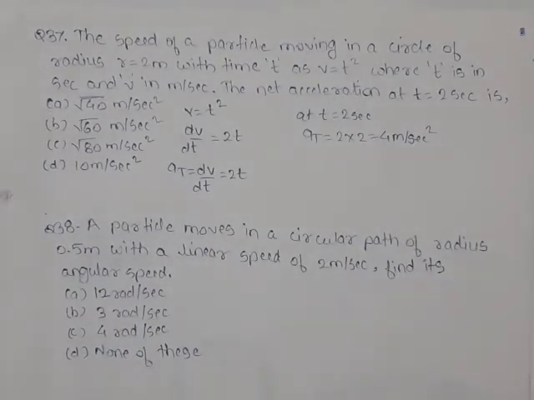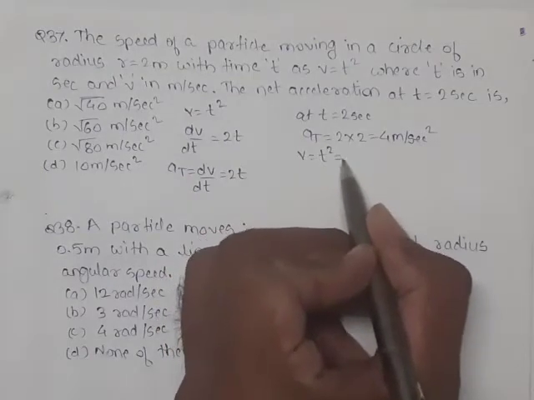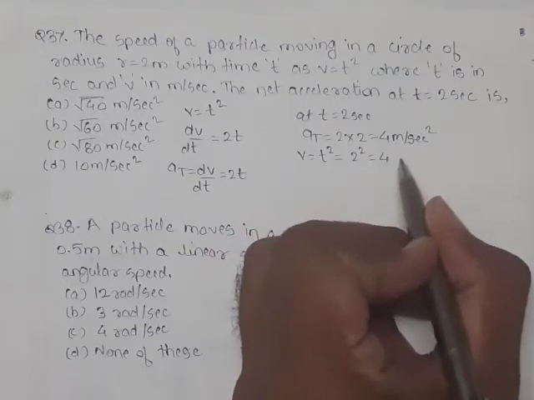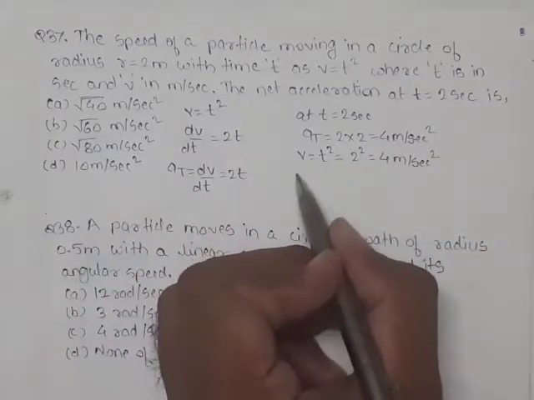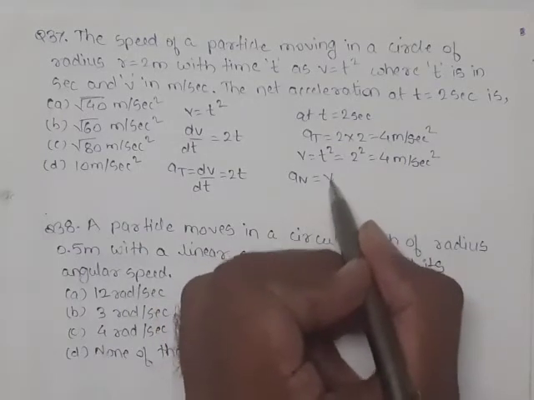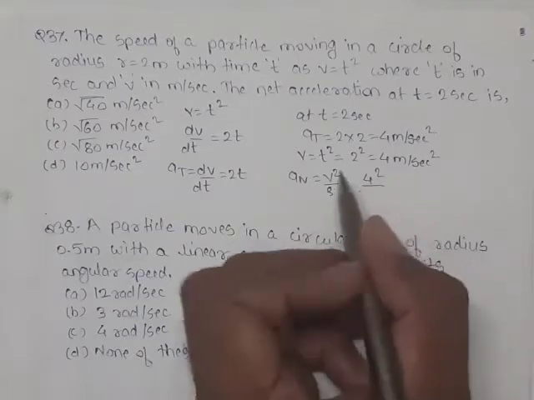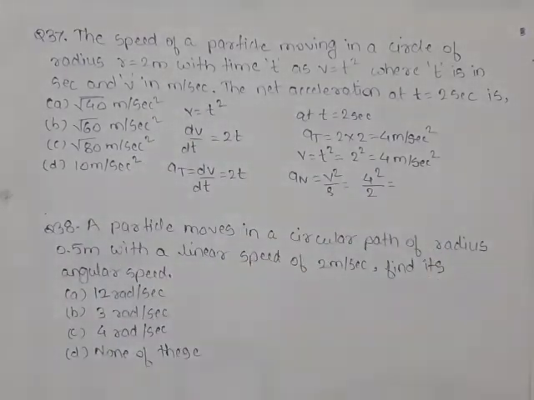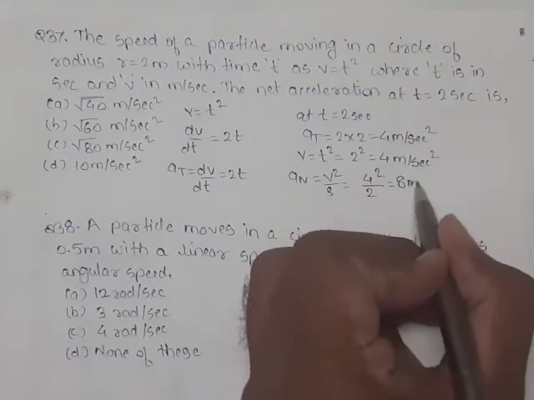Now here we have the value of velocity v. V is equal to t square. At time t equal to 2, it becomes 2 square, equal to 4 meter per second. This is the value of velocity. Now we'll find a_n. a_n is equal to v square by rho. V square is 4 square, and rho, the radius of curvature, is given as 2. So the value of a_n, that is the normal component of acceleration, comes to be 8 meter per second square.